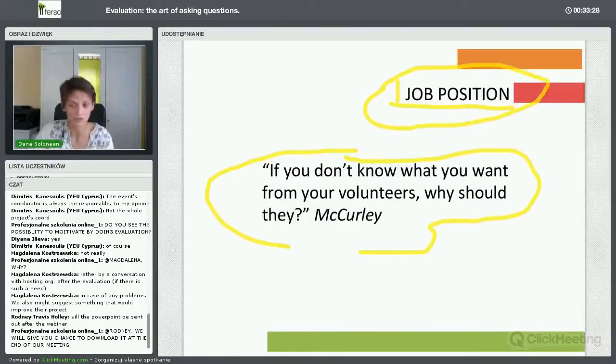So the job position is important. It can be even a line. If it is clear to you and to your volunteers what they are supposed to do, it's perfect.